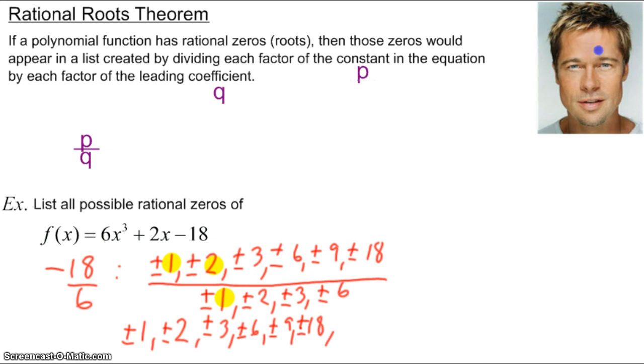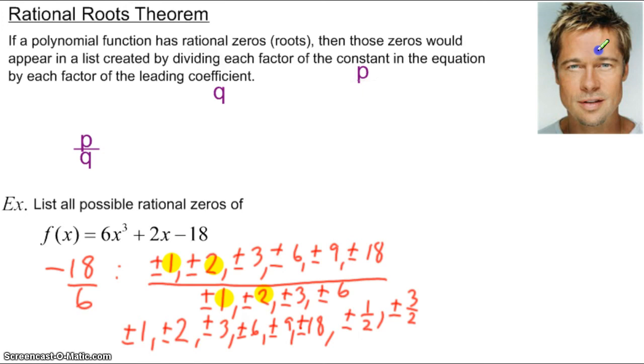Now I'm going to take each top factor and divide it by the 2. So I would get positive and negative 1 divided by 2 is positive and negative 1/2. Then I'm going to do 2 divided by 2. Well, that's positive and negative 1. That's already in the list. I don't need to list it again. Now I'm going to do positive and negative 3 divided by 2. All right. Then positive and negative 6 divided by 2. Well, that's positive and negative 3. That's in the list. I don't need to list it again.